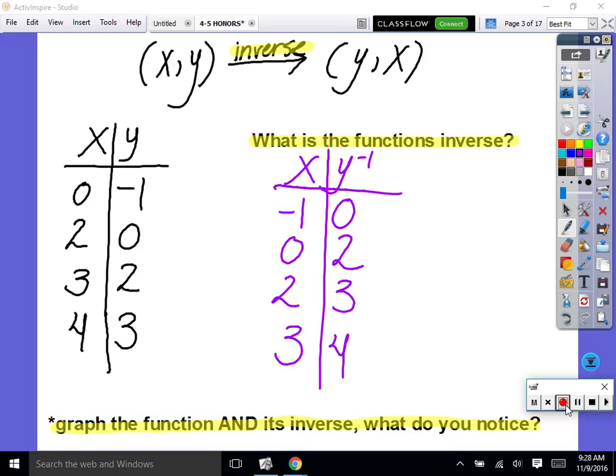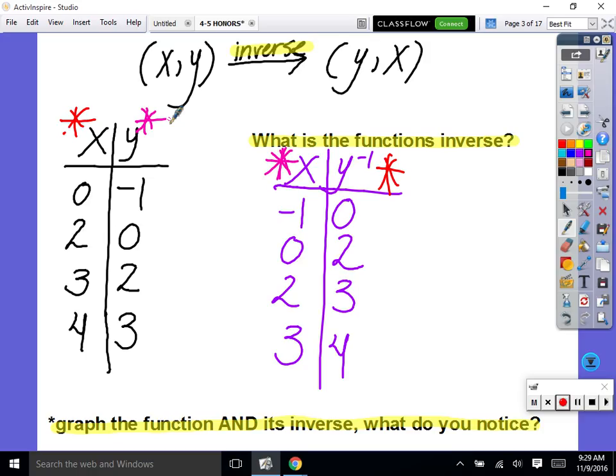So I want you to notice something. This is the domain of our original function, correct? Isn't that the range on our inverse function? So the domain of the original function is the range of our inverse function. Very interesting. And look at this. The domain of our inverse function is the range of our original function. Is everybody seeing that?